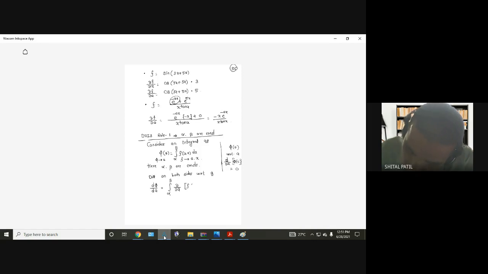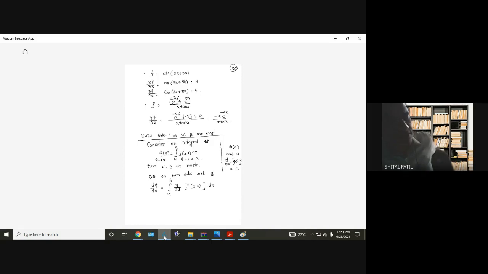Now the question may arise, how can we write the derivative inside the integral? That we'll understand in the next rule. For the time being, let me write it as it is, so we are understanding it without proof. So d phi by da equals the integration from alpha to beta of del by del a of f of x, a dx. This is not 0, this is a.